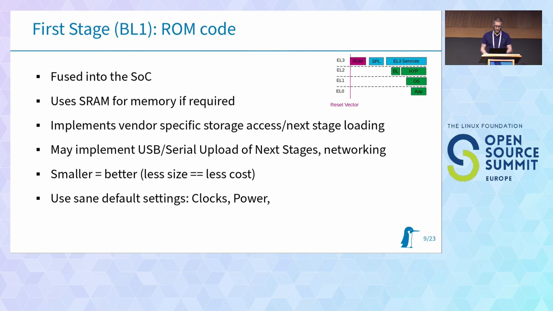Let's talk a bit about the first stage of our boot up process. We have the first stage, which is BL1 in the ARM trusted firmware speak, which is the ROM code. And this is usually a mask ROM fused into your SoC. And if it requires memory, it uses some small SRAM, which is always available on your SoC. And this implements vendor-specific storage access or next stage loading.